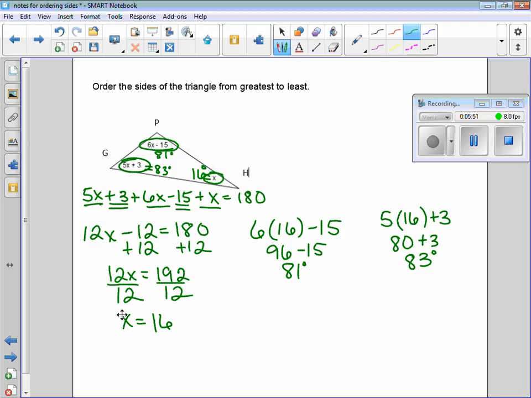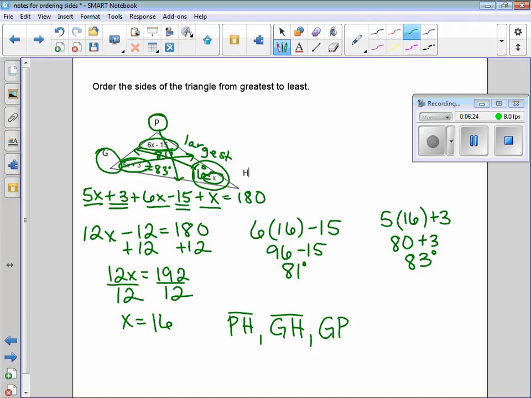Now that I have my angle measures, I can order the sides of my triangle from greatest to least. My biggest angle was angle G, so I go to the side opposite of it to get my biggest side. So PH first. Next would be angle P, which is 81 degrees, so side GH is next. My smallest angle is angle H, so I go to the side opposite of that, which is GP. So the order of the sides from greatest to least is PH, then GH, then GP.